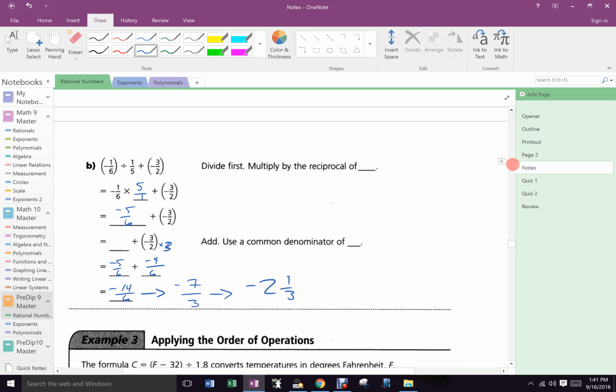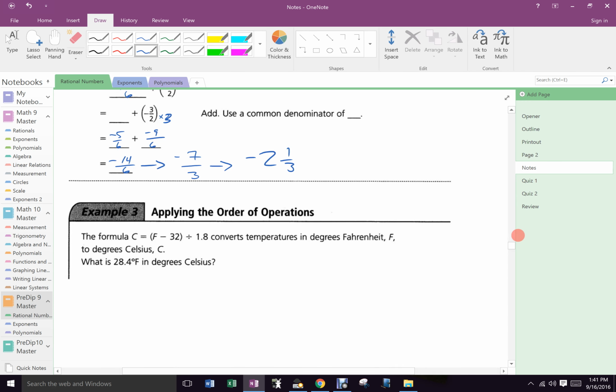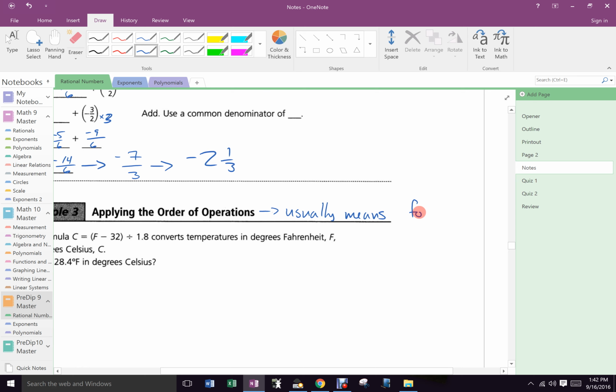Now, that's the basics. Now, how this is important is when we are using formulas. Applying the order of operations usually means a formula.